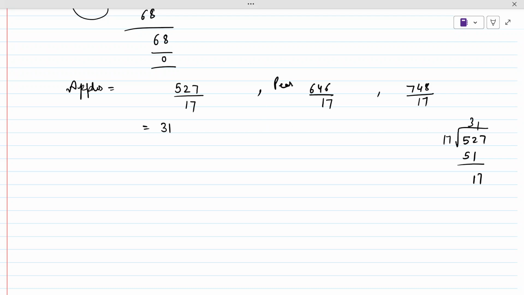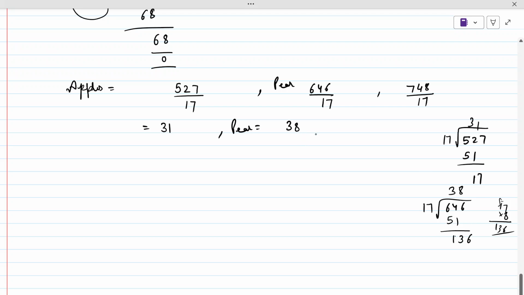Now we have pears. So for pears we have 646 divided by 17, right? This one is again 3. So 51, 4 minus 1 is 3, 6 minus 1 is 5, is 1, and this is 36. So 17, 8, 7, 56, correct. So we have 38 here.